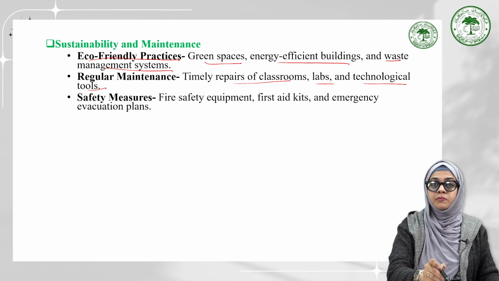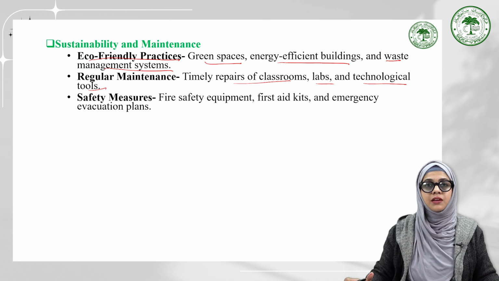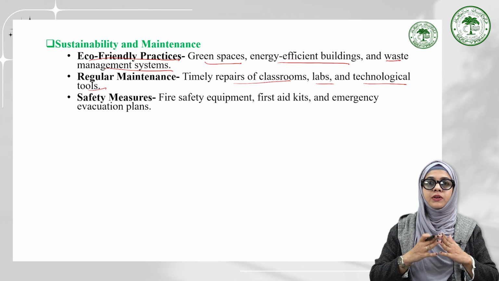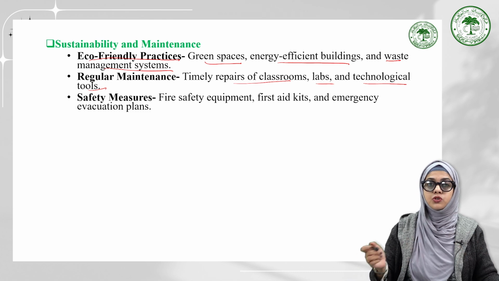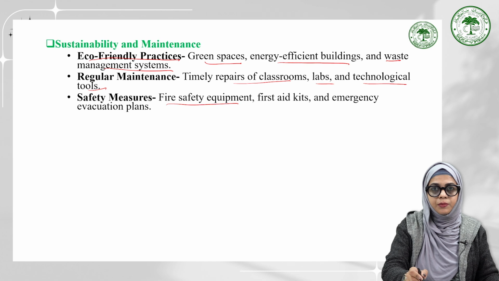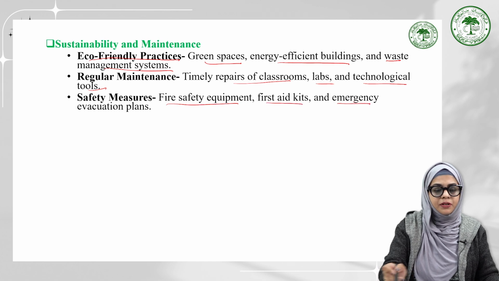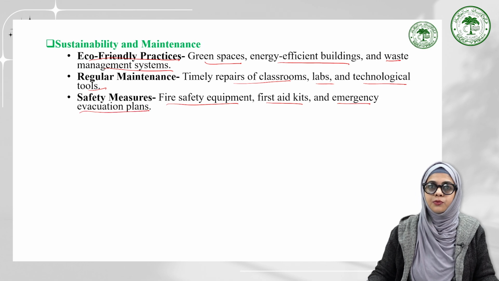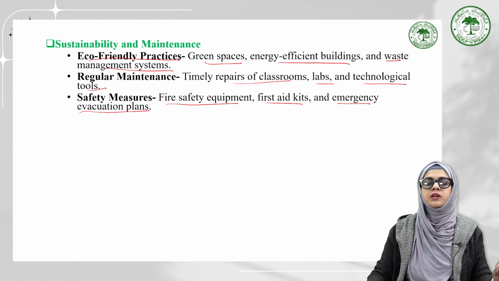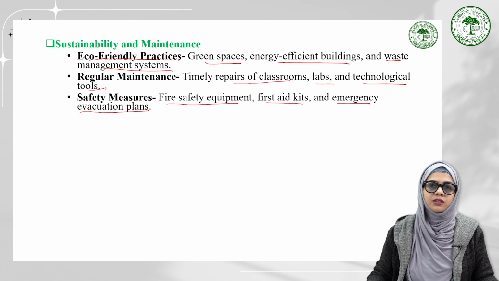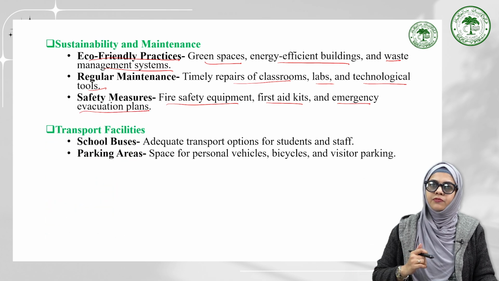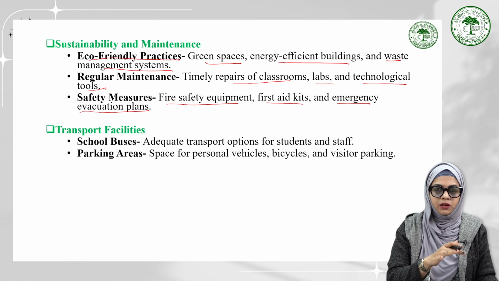Then of course safety measures. Everybody needs to be safe in that particular kind of environment, in that particular kind of infrastructure. So do we have fire safety equipment, first aid kits, and emergency evacuation plans? Especially in disaster prone areas, we do have to think about the safety measures in those educational institutions. Then transport facilities also come under infrastructure.